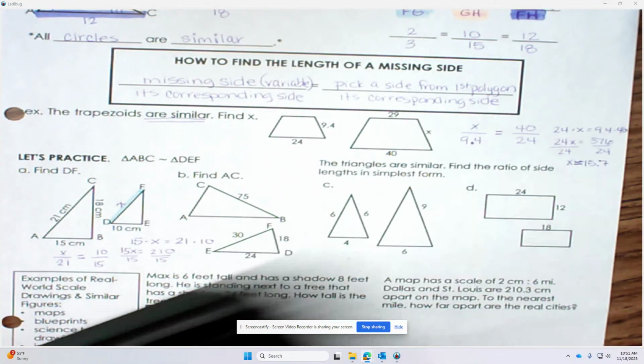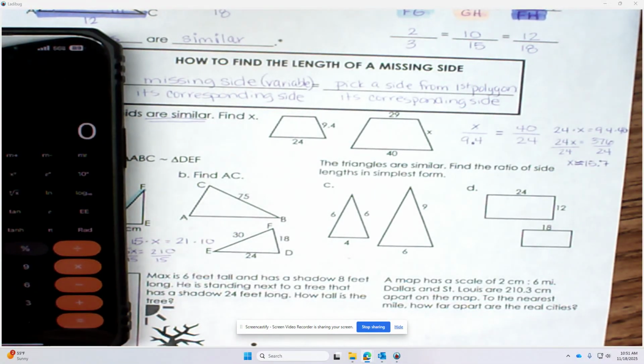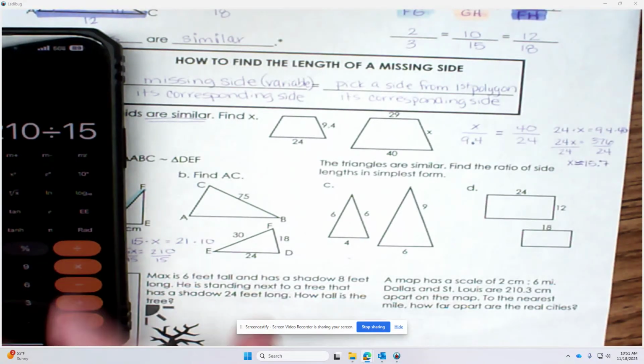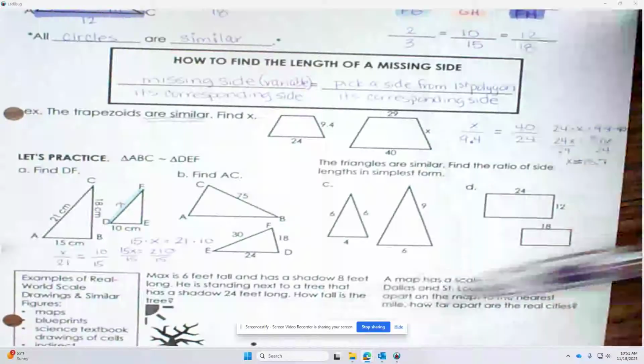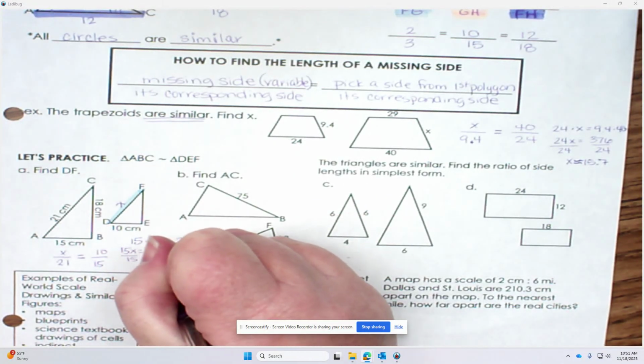I have a guess what that is, but I'm going to go ahead and check because, you know. Let's see, let's do 210 divided by 15 equals, that gives me 14. Okay, so I have x is equal to 14.